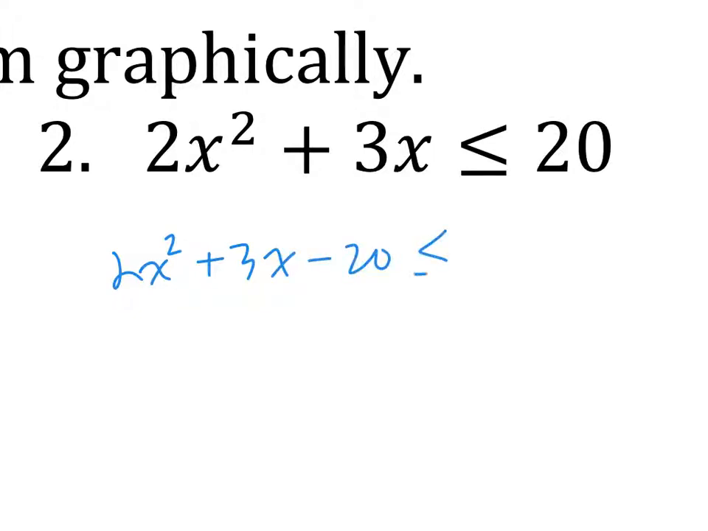Yes, so we want to change it. We're basically always going to change it so that it equals 0 or less than or equal to 0, or something with a 0 on the other side. That way we only look at the x-axis and we don't have to look at anything else. Okay, go ahead and solve that one. Let me know when you're done finding the intervals.